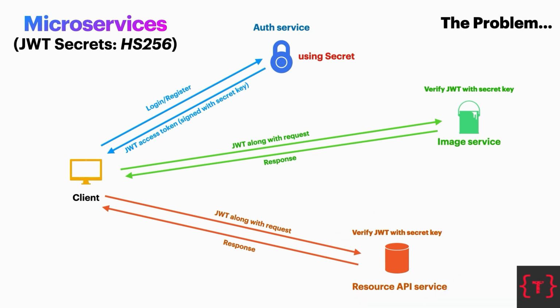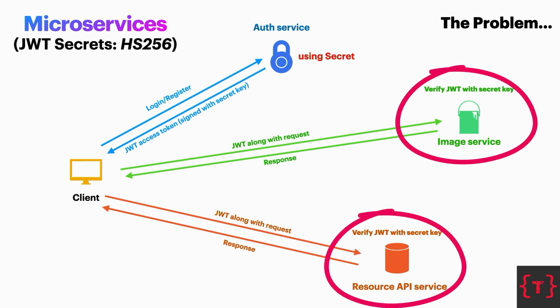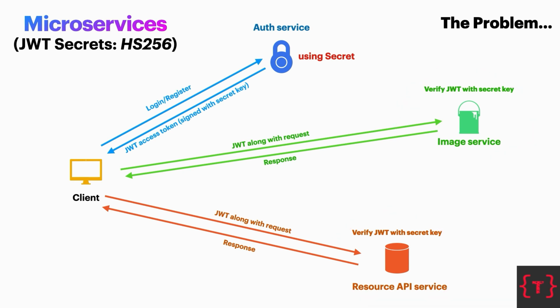So what happens here is that our auth service, which is running on its own server, uses some kind of a secret here. And that same secret has to be present on these two services also, that is the MS service and the resource API service. And that is the major drawback of using a symmetric signing algorithm, that is, using the same secret to sign the JWT and to verify the JWT.